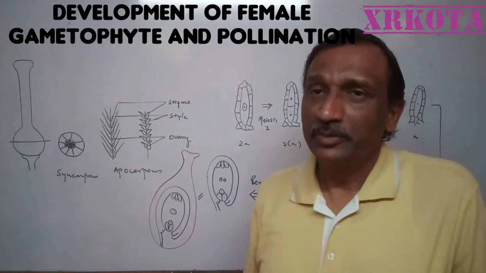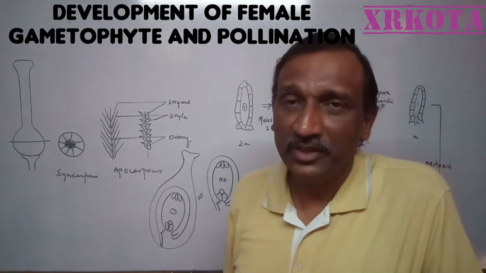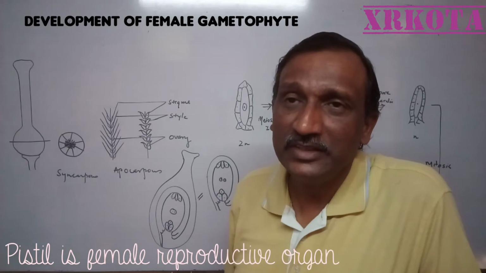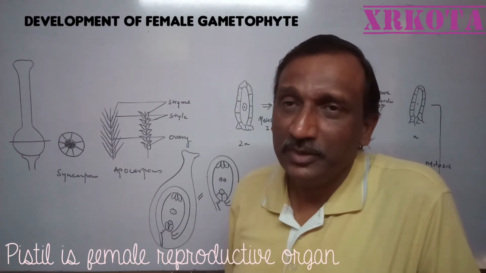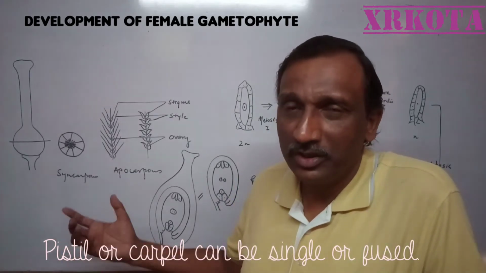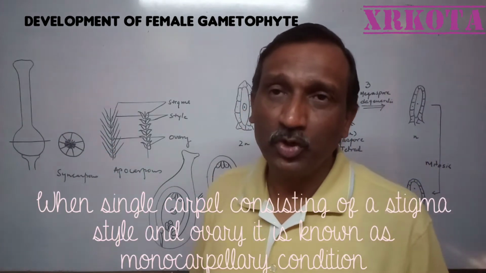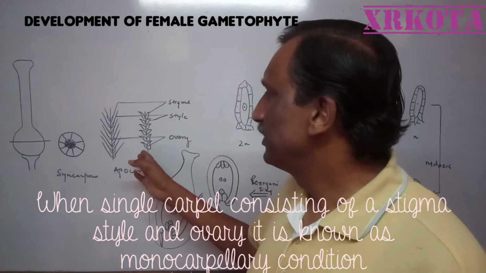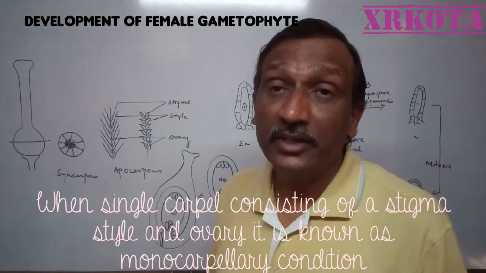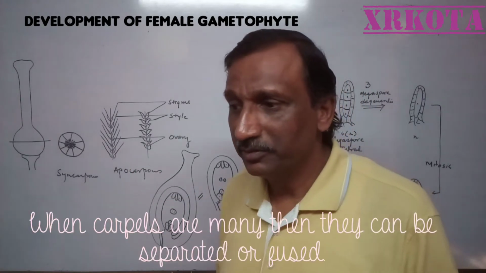In this video we are going to study the development of the female gametophyte. The female reproductive part of the flower is the pistil or carpel. The pistil or carpel can be single or it can be grouped. If it is a single one, it is called monocarpellary. Monocarpellary is common, as you find in mango and in wheat.